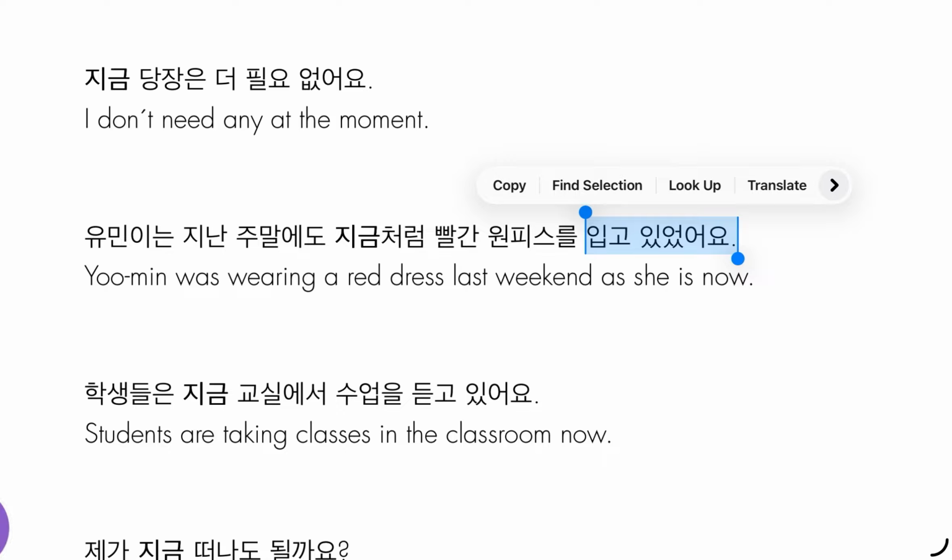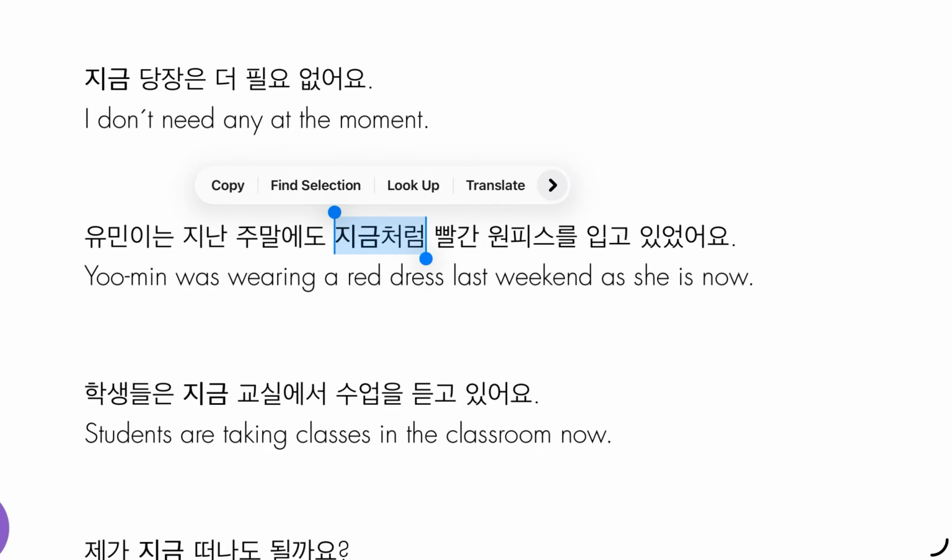So, even going further to emphasize how it was in that moment, 고 있다 is a present progressive tense, and 고 있었다 is a past progressive tense. Just showing I was doing that. I was wearing. I was eating. 먹고 있었어요. In that moment, I was in the middle of doing that. 지금처럼, like right now. Last weekend, the red dress she was wearing.